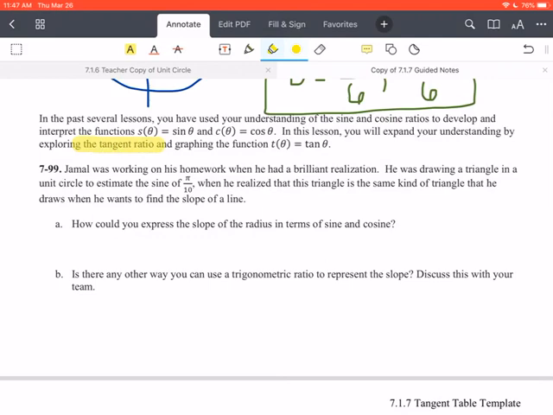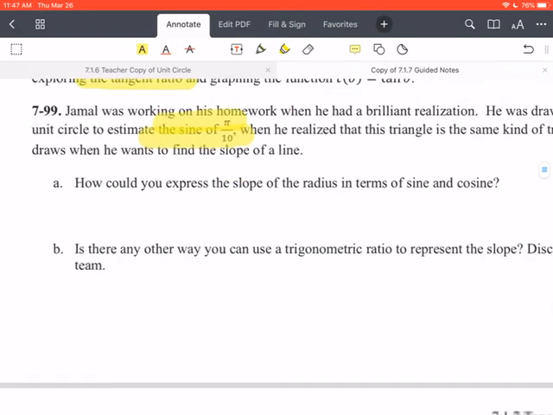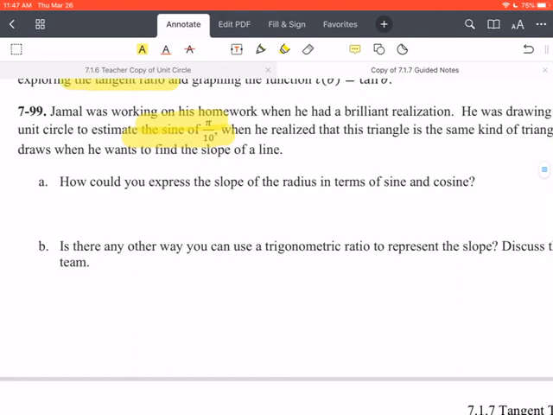So Jamal, this is problem 99, was working on his homework when he had a brilliant realization. He was drawing a triangle in the unit circle to estimate the sine of pi over 10. Now, pi over 10 is not a special triangle, so we don't have anything memorized, but we could estimate. So let's go ahead and draw that on our note sheet here. Sorry, I'm going to kind of zoom in.